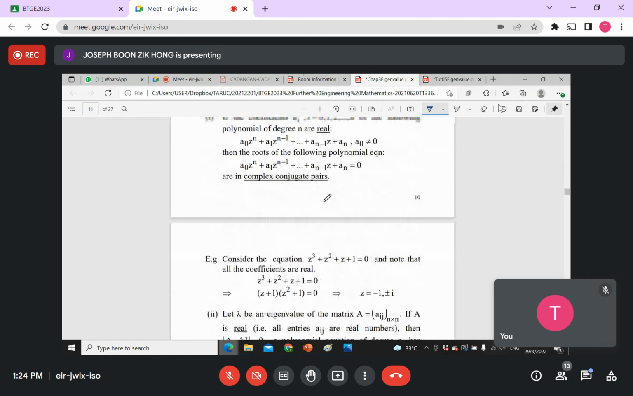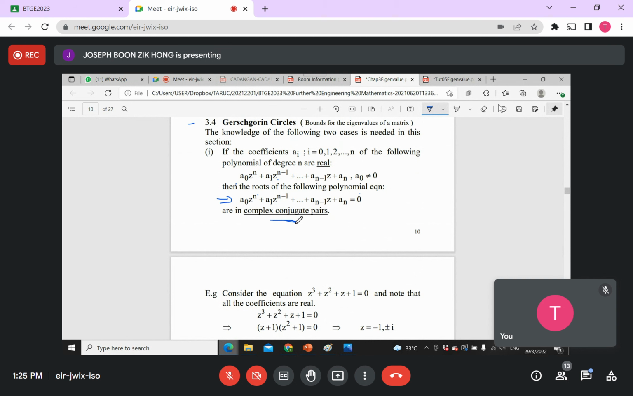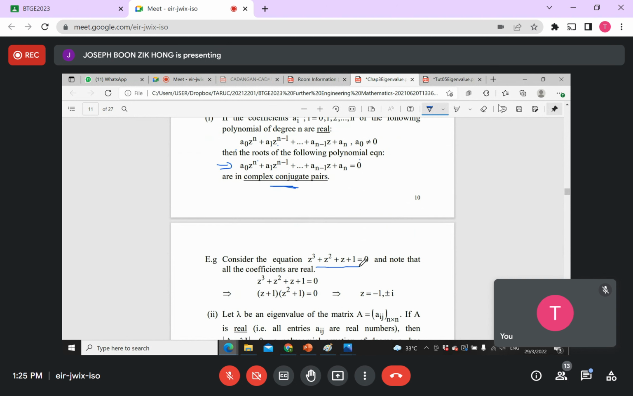Later, this one is actually talking about polynomials. So let's say I have the coefficients a0, a1 until an, and all of them are real, then the roots of this polynomial are in complex conjugate pairs. So what does that mean? For example, this one, I have z cube.